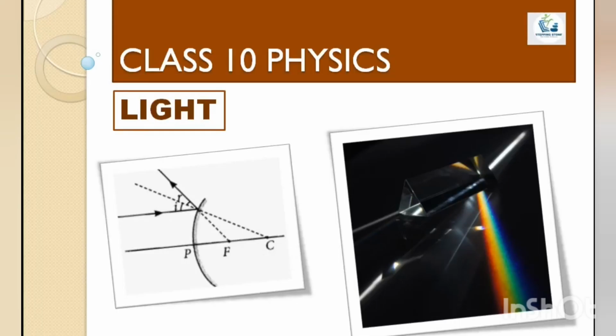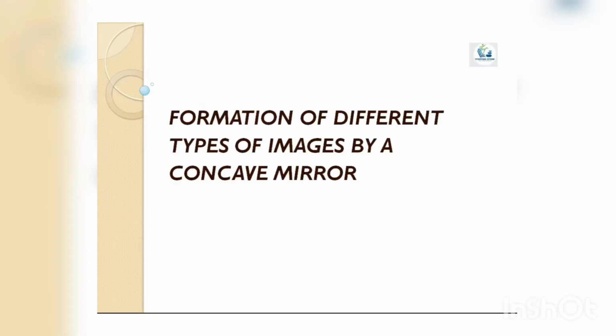So students, I am back with another brand new chapter, Light, of class 10 physics. In the last video of this chapter, we have seen certain rules for obtaining images by a spherical mirror. Now we will see formation of different images by a concave mirror when the object is placed at different locations.